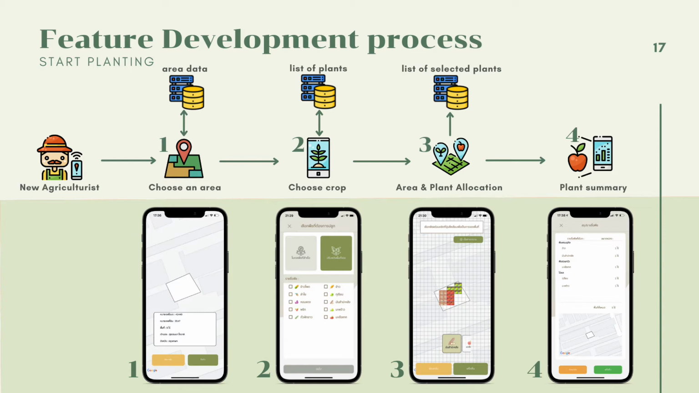Picture 2 is choosing plants to plant. The user can choose plants according to our system. Picture 3 is plant allocation. When the user has already chosen plants, the user can allocate them. Picture 4 summarizes the list of cultivated plants.